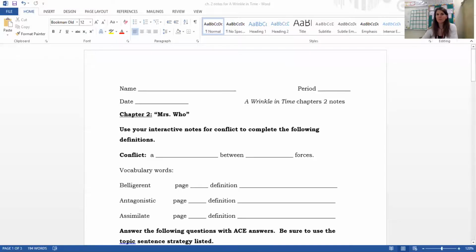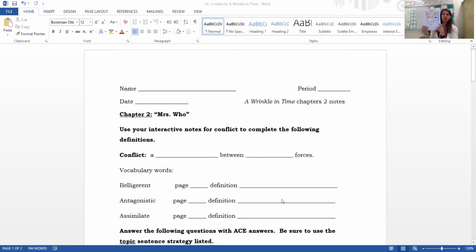You have either in your assignments in, I almost said Schoology, but in Teams, or on the worksheet that I handed out, a paper that looks like this. We're going to look at just a little bit in the beginning. So Chapter 2 is called Mrs. Who. So last chapter we had Mrs. What's It. Now we have Mrs. Who. You're going to use your interactive notes for conflict to complete the following definitions. So let's take a look.